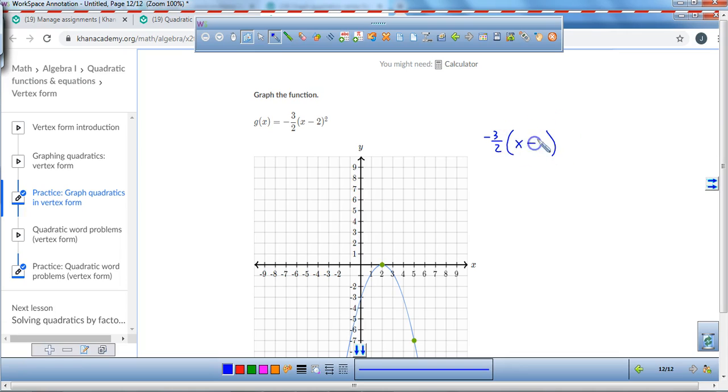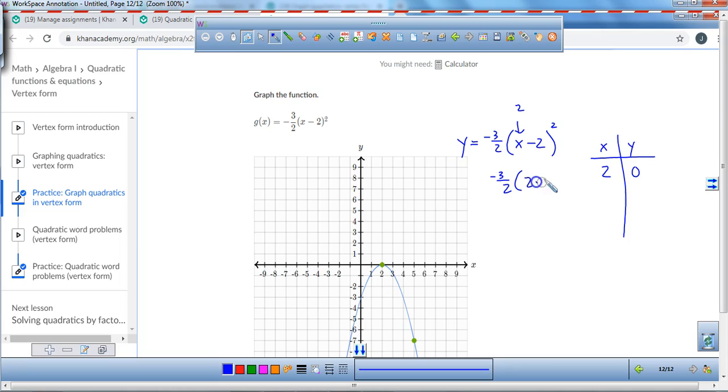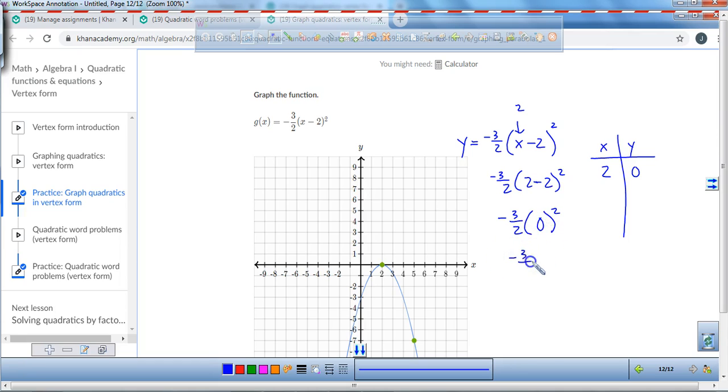We have x minus 2 squared, and we already know, if I plug in a 2, I get 0. Because if I plug in a 2, I get 2 minus 2 squared, negative 3 over 2 times 0 squared, which is just negative 3 over 2 times 0, which becomes 0. So we know this right here is our vertex. Now we've got to figure out another point.